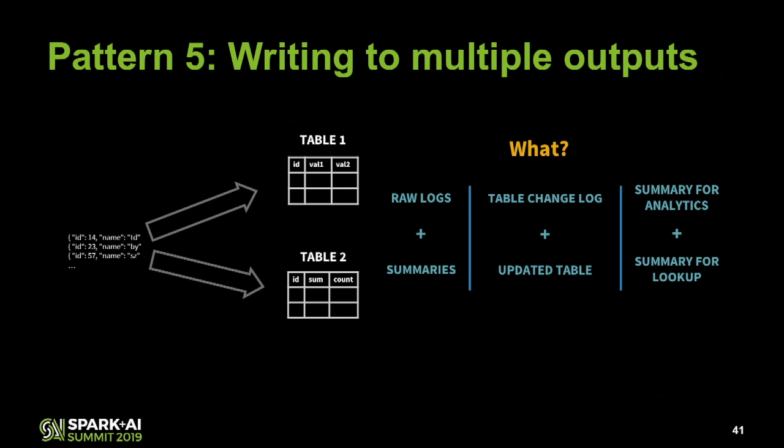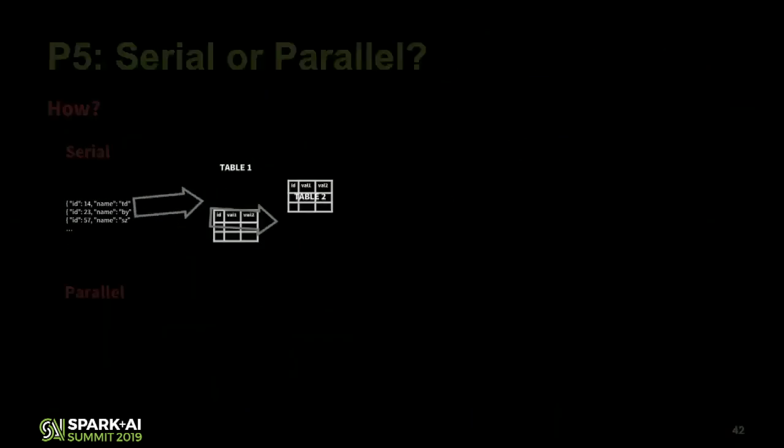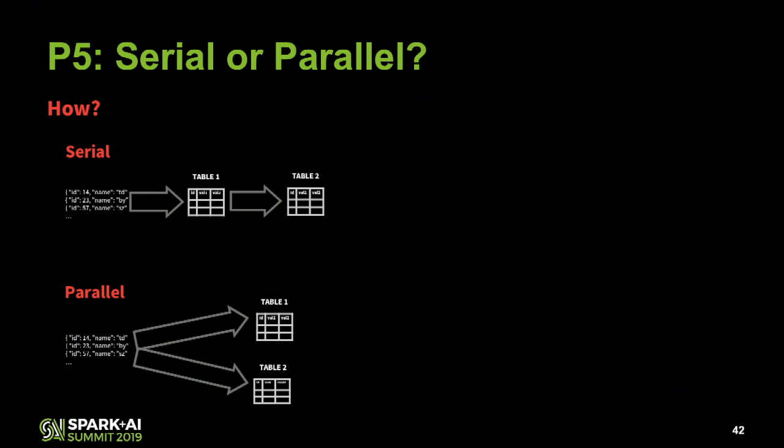And finally, the fifth pattern I'm going to talk about is how to write to multiple locations. As you can see in the previous examples, from the data you may want different things out of it. For example, you may want to save both the raw logs as well as the summary tables. You may want to save both the change log as well as the updated table. Or you want to have summary analytics for both looking up as well as for downstream scan-based analytics. So in that case, you want to write to two locations, maybe the same data, maybe some derived data, etc.